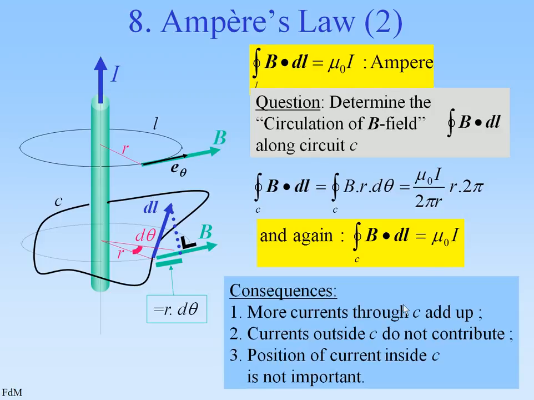And this means that, like we had in the Gauss case for charges, more currents through C will add up, currents outside C will not contribute, and the position of the current inside C is not important. The integral of B dl is always the same.